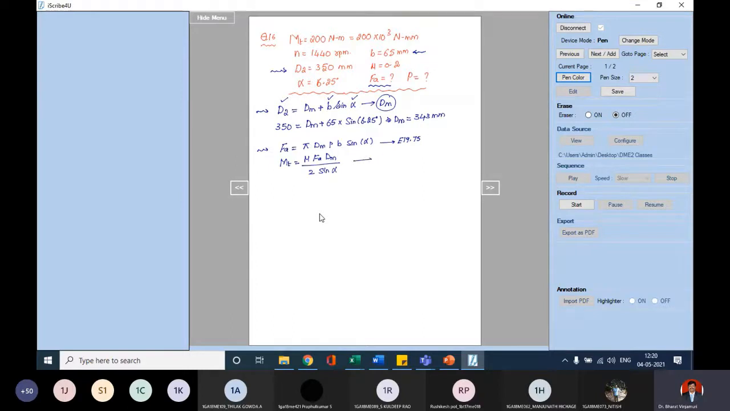Okay, now this equation is equation number 19.78. Which equation should we use, guys? 19.75 or 19.78? 19.78, because torque is also known now. So we go for equation number 19.78.